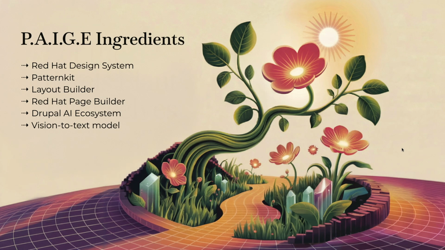So to make this happen, we have our design system. We have Patternkit, which is a contributed module, and it allows you to take your JSON design components and add them as blocks on your site in Layout Builder. We have Layout Builder. We have our Red Hat page builder, which adds some extra things on top of it, and then the Drupal AI ecosystem.